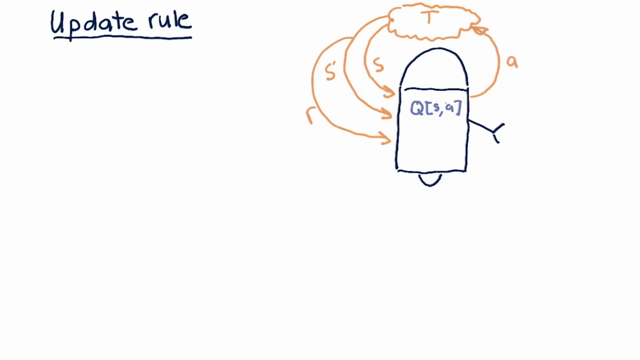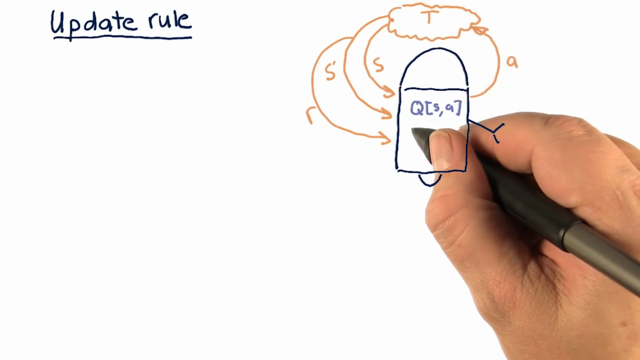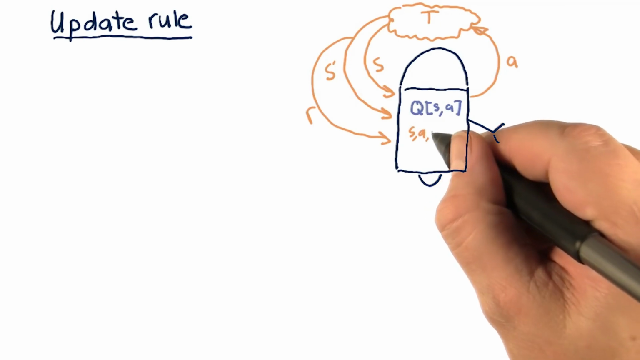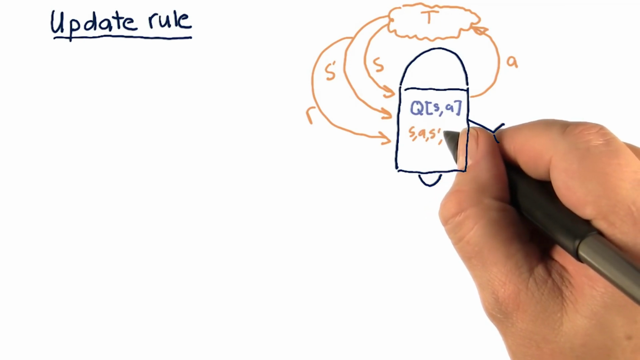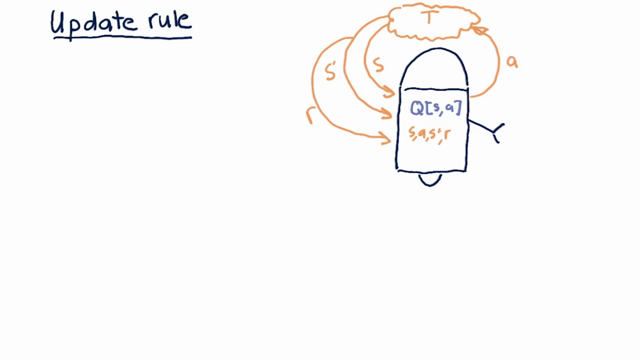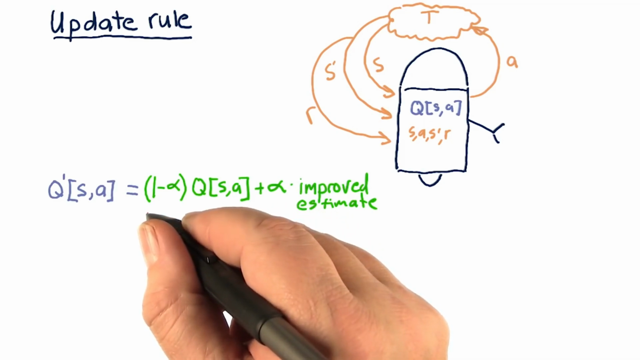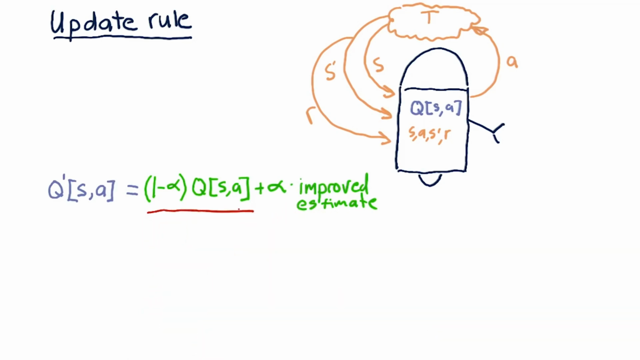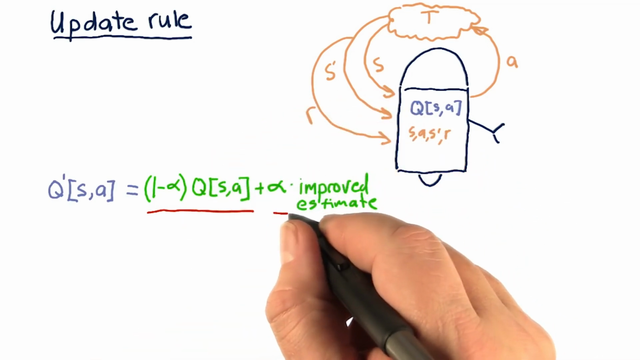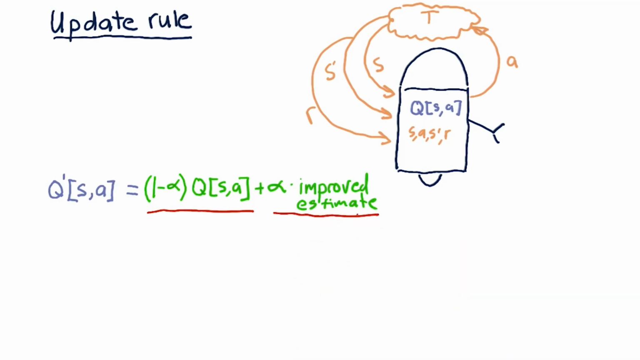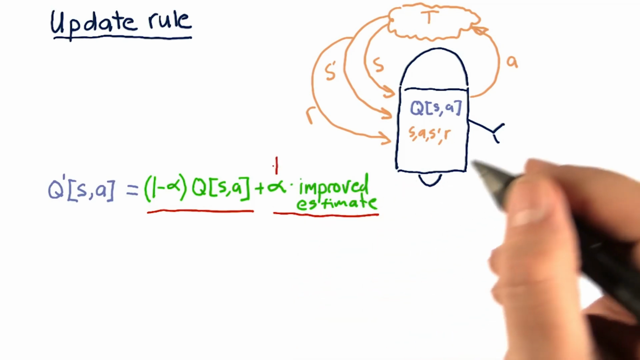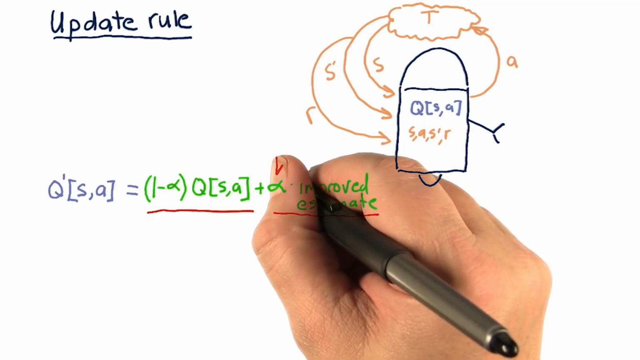So, as a consequence of this interaction with the world, it's got an S, an A, an S prime, and an R. How does it take that information to improve this Q table? There are two main parts to the update rule. The first is, what is the old value that we used to have, and that's Q[S, A], and what is our improved estimate, and we want to blend them together. And to combine them, we introduce this new variable alpha.